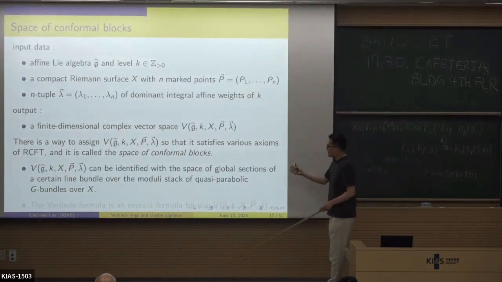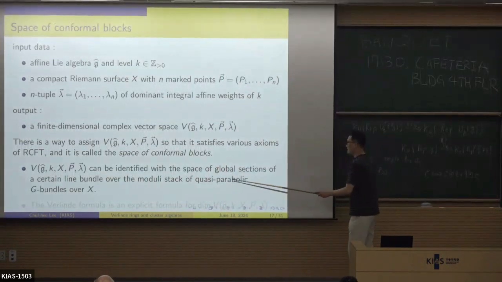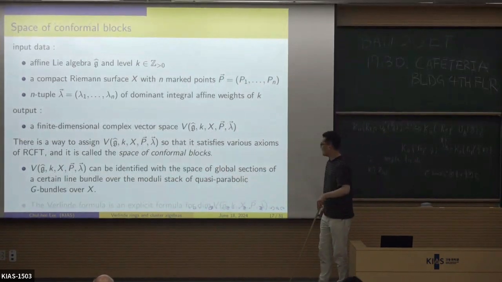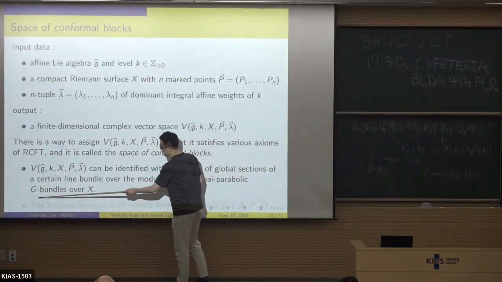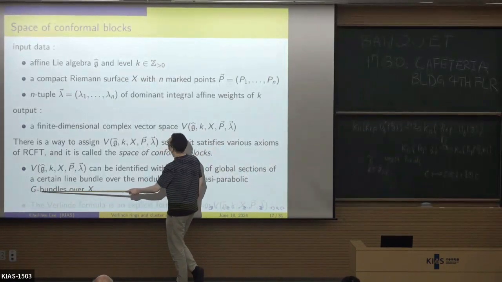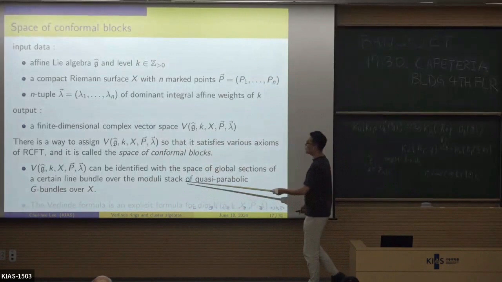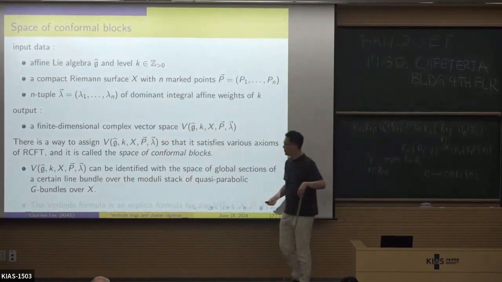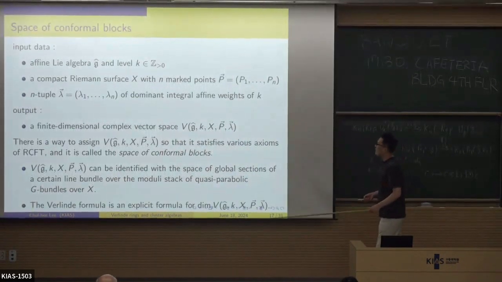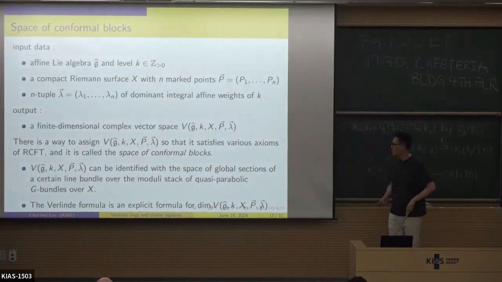And in the context of algebraic geometry, this space is also identified with the space of global sections of a certain line bundle over the moduli stack of quasi-parabolic G bundles over X. Here, G is an algebraic group over C, whose Lie algebra is the finite-dimensional Lie algebra g. So whatever that means, this space has another meaning in algebraic geometry. And the Verlinde formula is an explicit formula for the dimension of this vector space.